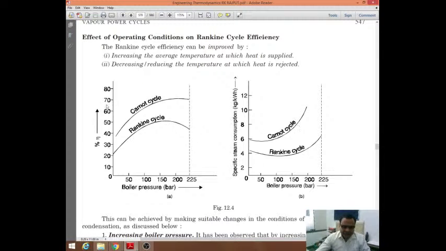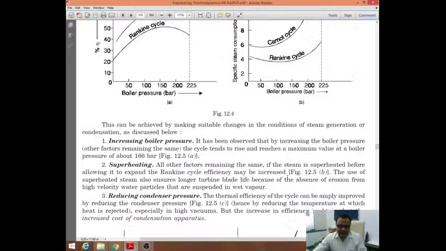Okay, so on one side the Carnot cycle gives us better efficiency, but it needs more steam flow rates. The Rankine cycle gives us lesser efficiency, but at the same time it needs lesser flow rates, meaning lesser size, a compact size of the power plant. So these are some comparison points of the Carnot cycle and the Rankine cycle.